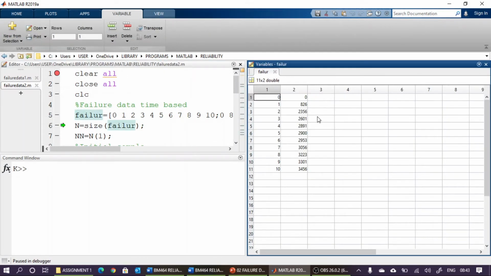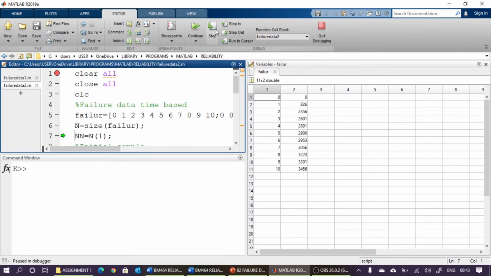So now we have failure data. The first row is component number, not interval. This is component number, and this is the corresponding failure time. The first row is 0. The other one is just added for convenience in order to calculate the data. Actually, from this second row we have the given data.